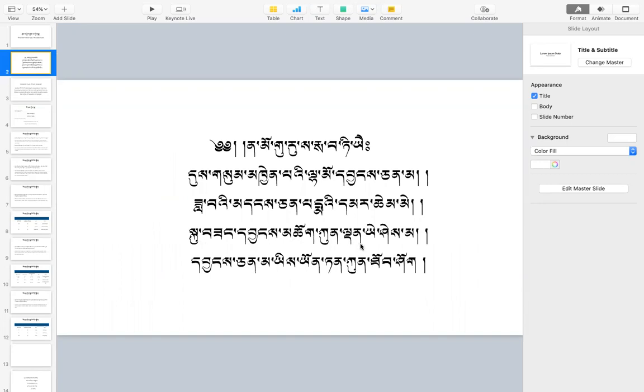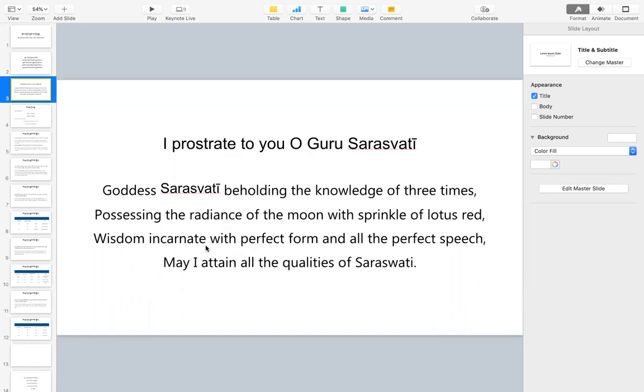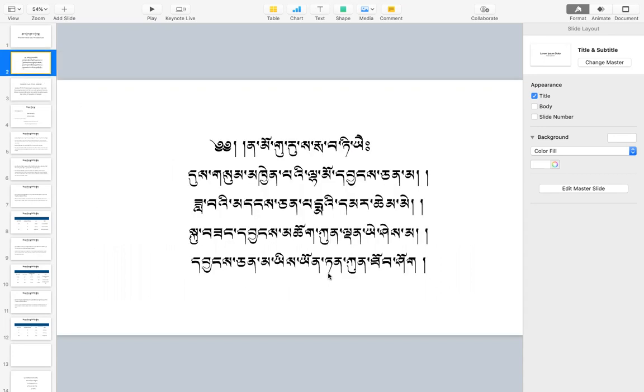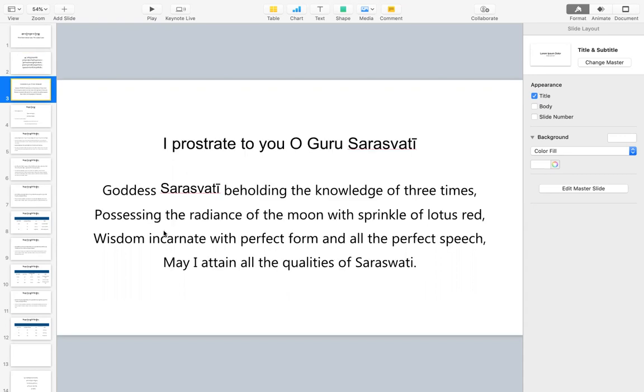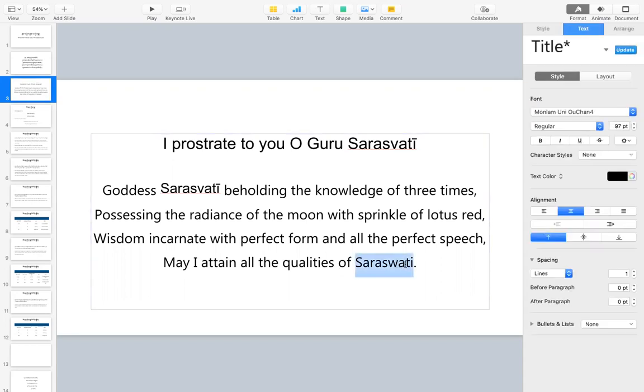Kusan Yangcho Gunde Hishima. Wisdom incarnate with perfect form and all the perfect speech. So the female wisdom incarnate, one who possesses the perfect form and all the perfect speech. Yangchen Mai Yuande Guntopsho. May I attain all the qualities of Saraswati, Mother Saraswati, oh Saraswati.